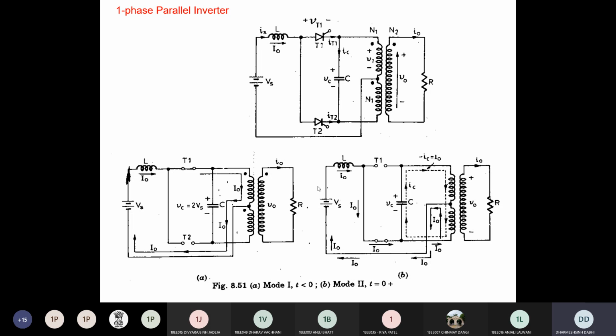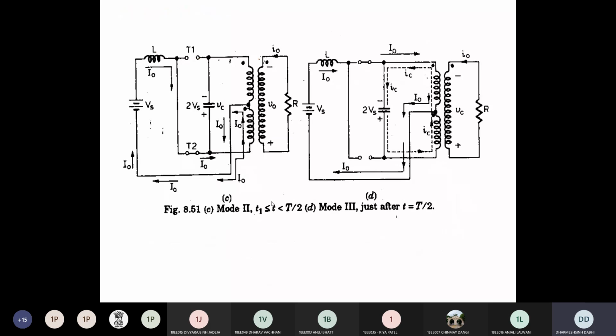What will happen? When T2 is conducting, the capacitor is also discharged through this transformer winding. You can see that the capacitor current is flowing in the clockwise direction, which discharges into this primary winding. Clear? So first of all, it discharges from 2 Vs to 0, and then it is charged from 0 to minus 2 Vs. Let's see mode 2 in the waveform at the t equals 0 instant.